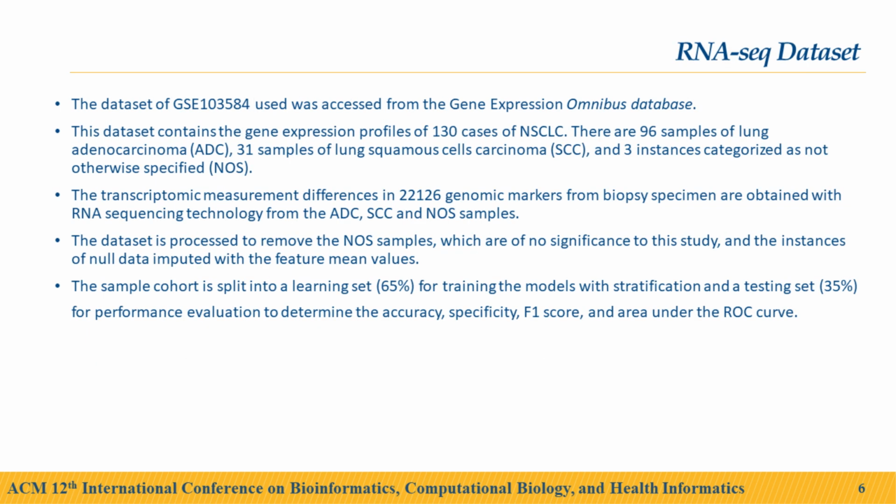We used the GEO dataset GSE103584 for 127 NSCLC samples, 96 ADC and 31 SCC, with 22,126 gene features. Non-relevant samples were removed. The data was split 65/35 into training and test sets, stratified by subtype to ensure balance.